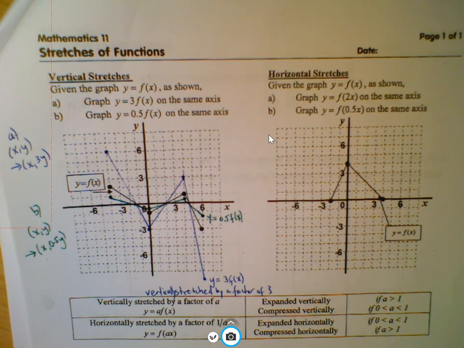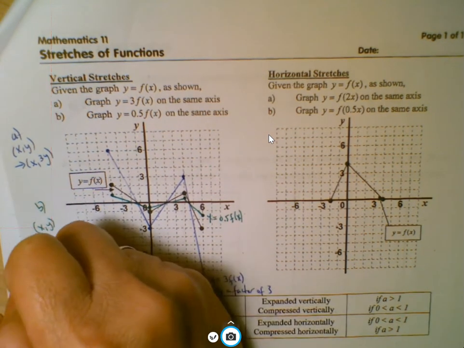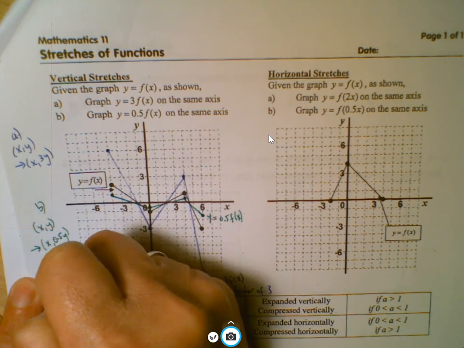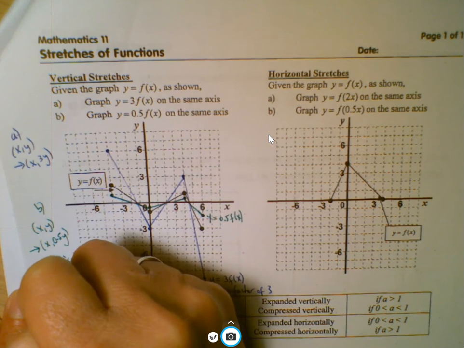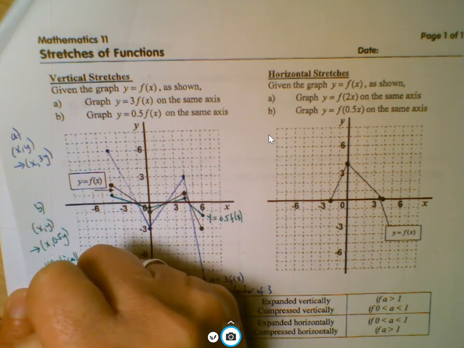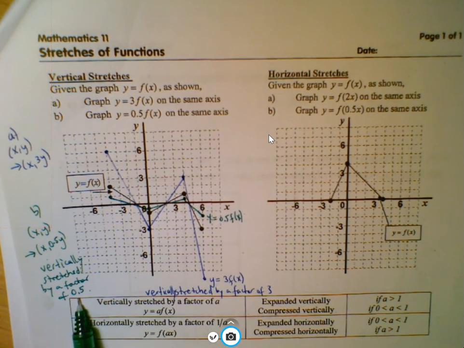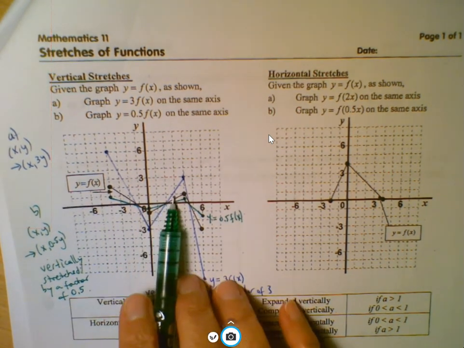Now, in our course, we're only going to use the word stretch, because the word compressed is the opposite of stretch, and sometimes when we say "by a factor of," it becomes confusing. So here's what we're going to say: this is vertically stretched by a factor of 0.5. The fact that this factor is less than 1 tells you that the stretch is going to look like a compression.